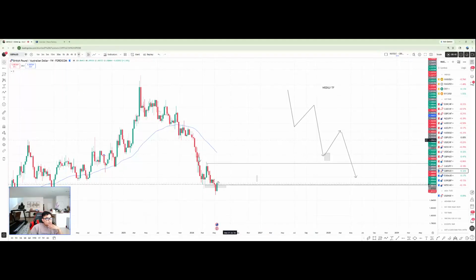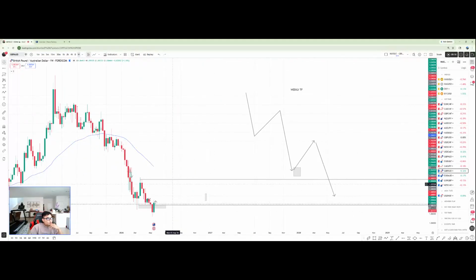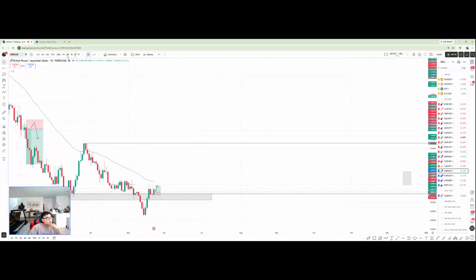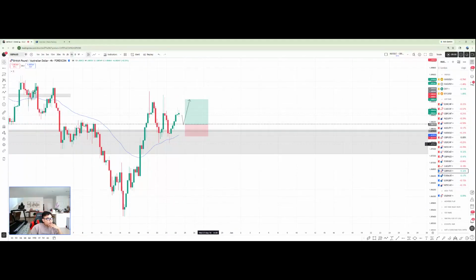GBP AUD, counter trade setup, weekly lower high, lower low. Daily is bullish. We have a 4 hour bullish shift. I need the 4 hour higher low, or something like the same with GBP NZD, breaking and then a higher low on the 4 hour, then taking the trade.